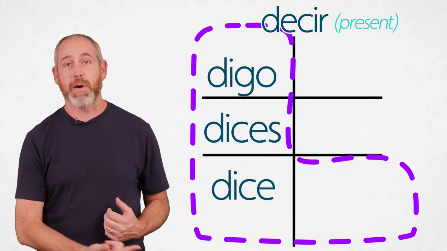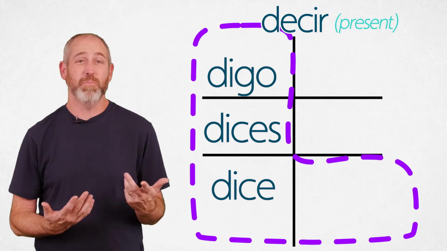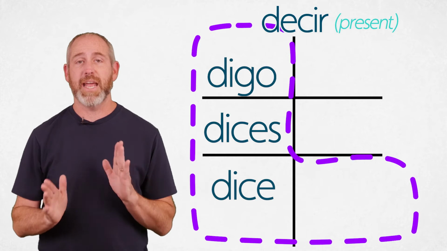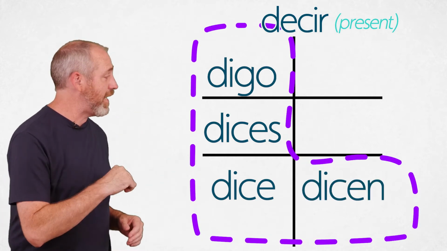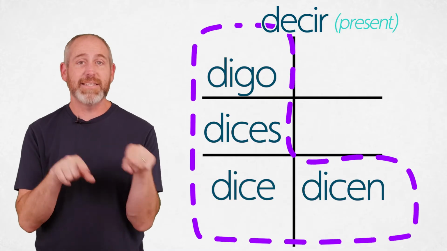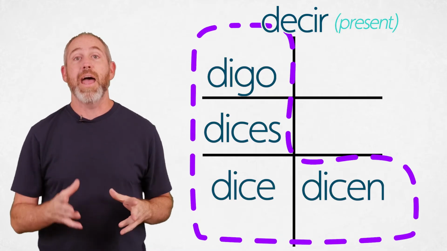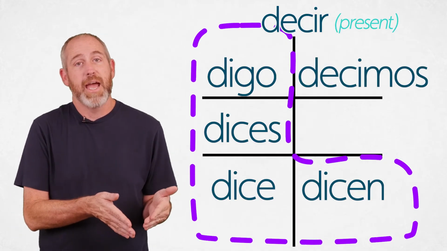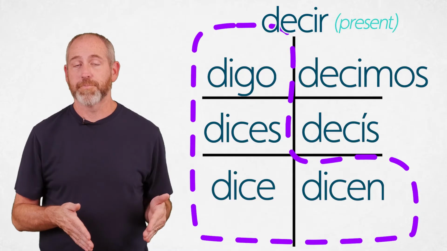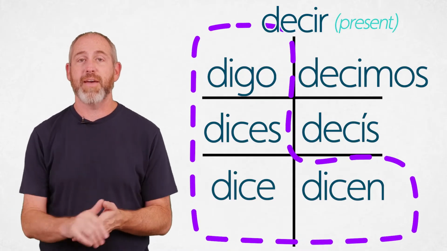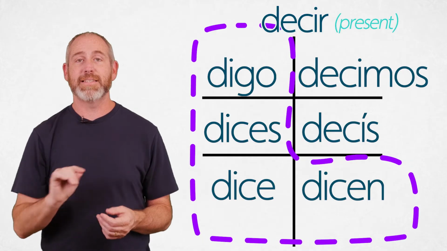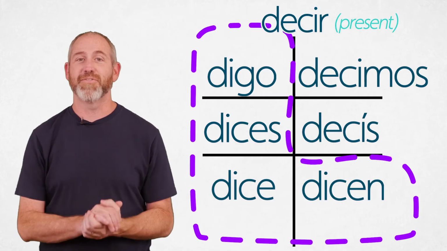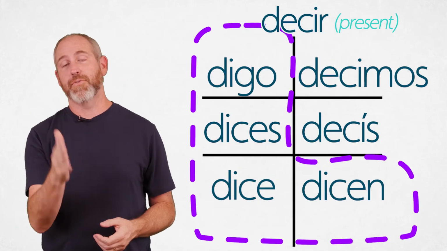Now let's go ahead and get the bottom right because we're talking about the boot and we're talking about how they keep the di. So let's go ahead and get that bottom ellos, ellas, and ustedes form. It's going to be D-I-C-E-N, dicen. Outside of the boot, the nosotros form is going to be de, so it's decimos, and the vosotros form is decís. Decimos, decís. So what we have is digo, dices, dice, decimos, decís, and dicen. Easy enough. So that's the present tense form.